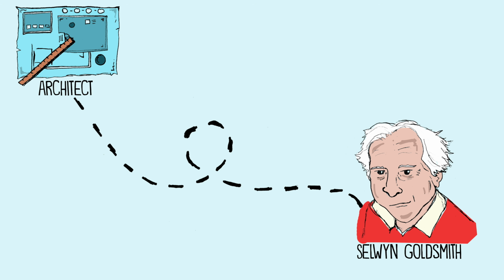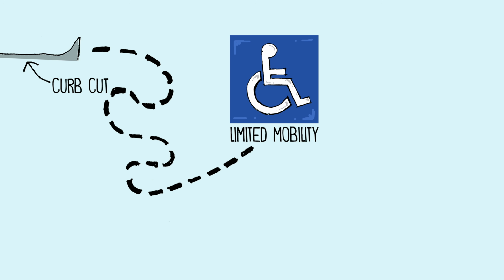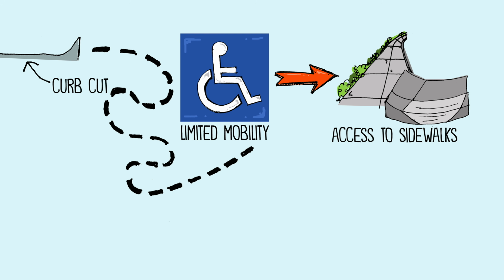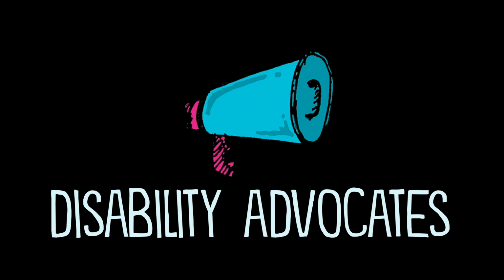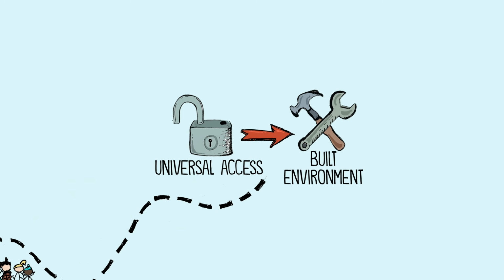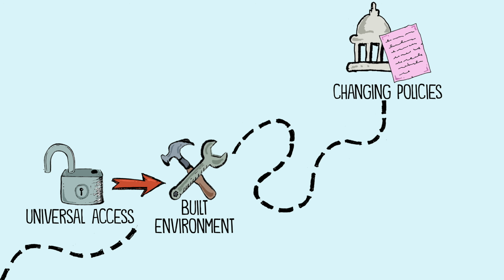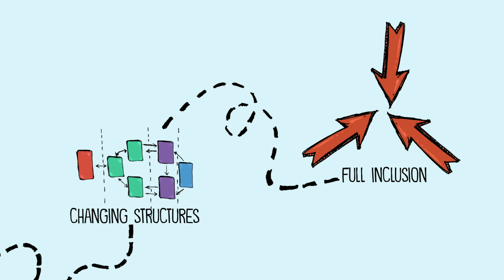In the early 1960s, visionary architect Selwyn Goldsmith designed the initial curb cut, or dropped curb, to encourage people with limited mobility to have access to city sidewalks. Now, this was part of a larger movement led largely by disability advocates toward universal access in the built environment. And this would be done by changing policies, systems, and structures to promote full inclusion.